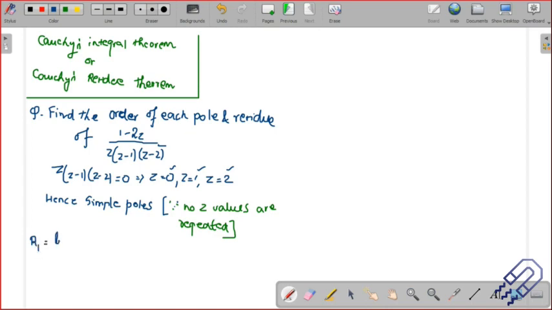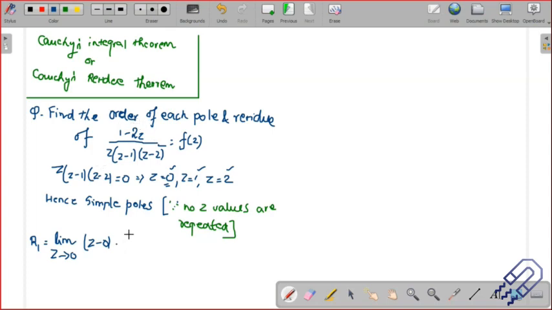For a simple pole, I'll use the formula limit z tends to a. In the first case, my a is 0. Please recall this. So I'll put z tends to 0, and then the formula is z minus a, so I'll put z minus 0 into f(z), the entire function. So this is my function. Please remember, don't get confused and say that only the numerator is the function. No, the entire term is the function here.